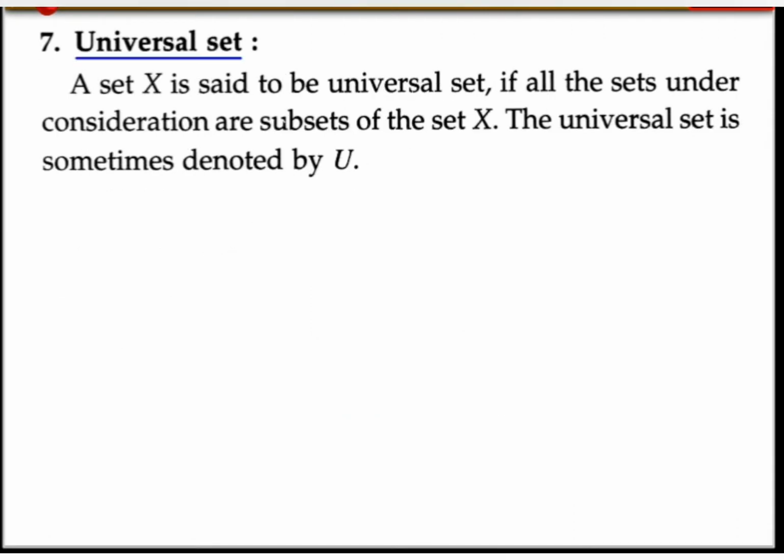Universal set. A set X is said to be a universal set if all the sets under consideration are subsets of the set X. The universal set is sometimes denoted by U.